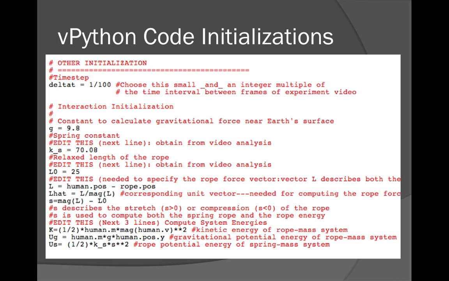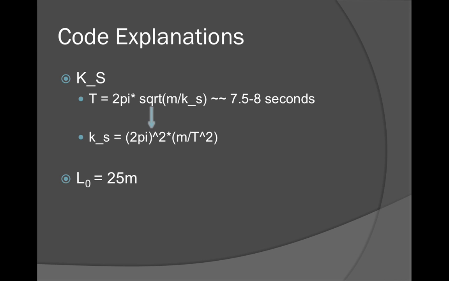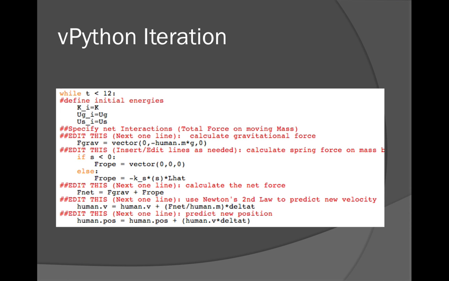Let's look to see how we calculated the spring constant. Using a formula for period, we can find the spring constant. The period was around 7.5 seconds in the video, so that is what is used. L0 is set to a number where the stretch in the rope begins slightly after the jumper falls. Now we can move on to the while loop.